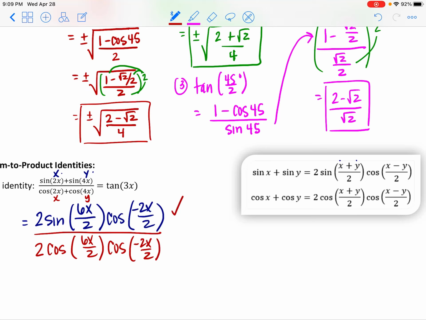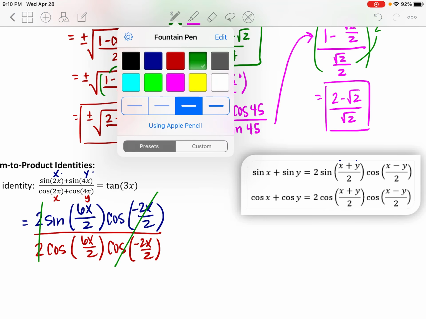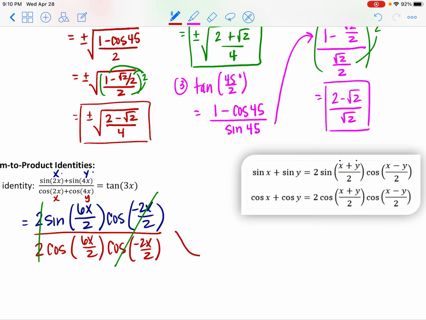Now this is all one term on the top, this is all one term on the bottom, and the fact that we have a product on the top and a product on the bottom means if we have anything in common to the top and the bottom, then we can reduce. So for example, we have factors of 2 that we can reduce, and we have factors of cosine of negative 2x over 2, and those reduce. We don't need those, okay? So what's left for us is the sine of 6 divided by 2 is 3, so it's the sine of 3x divided by the cosine of 3x.